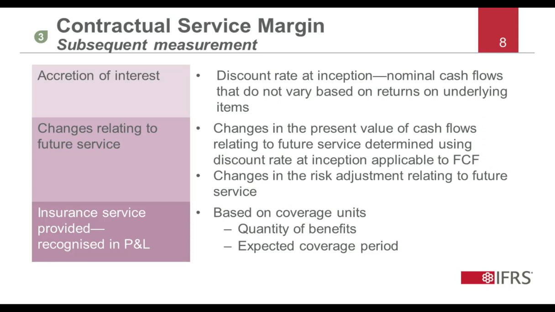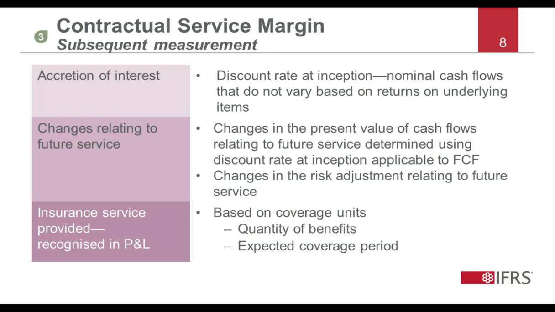As discussed before, interest is accreted on the opening balance of the contractual service margin. This is done using the discount rate at inception, that is, the rate at inception applicable to the nominal cash flows that do not vary based on returns of underlying items. The contractual service margin is then adjusted by changes relating to future services. These are, in more detail, firstly, changes in the present value of cash flows relating to future service determined using the discount rate at inception, applicable to those fulfillment cash flows. And secondly, changes in the risk adjustment, also relating to future service.